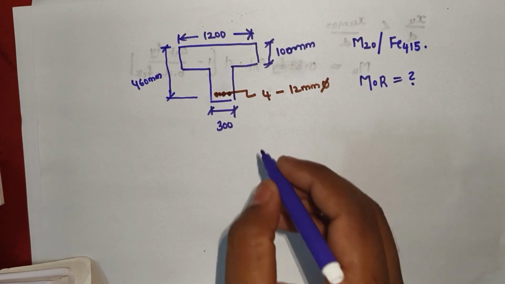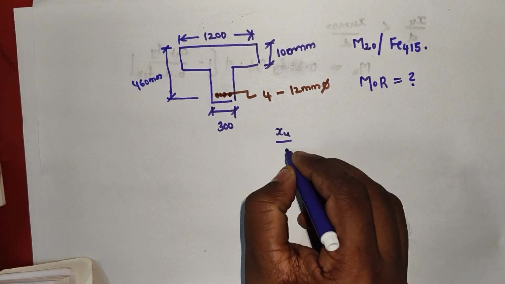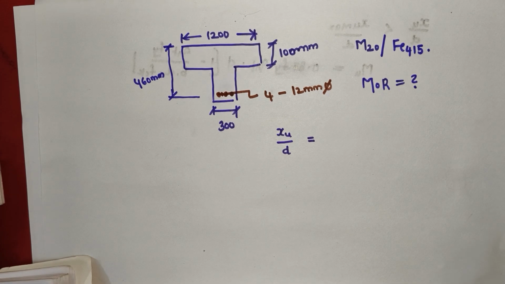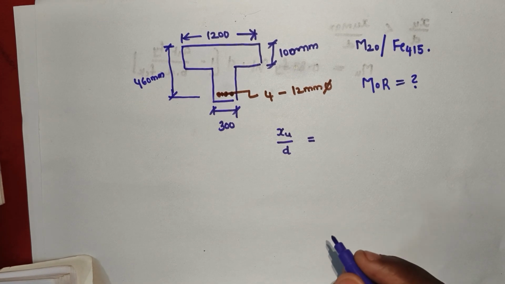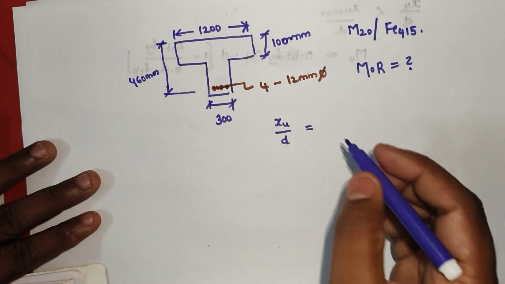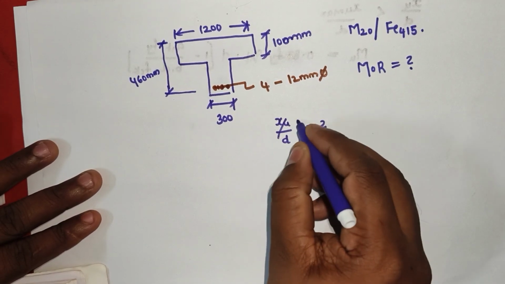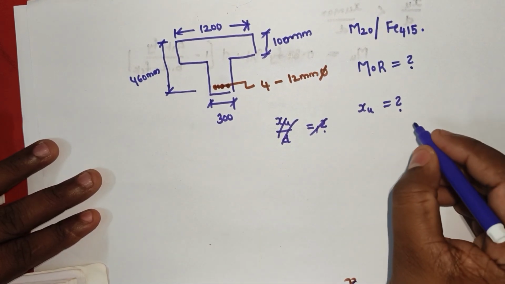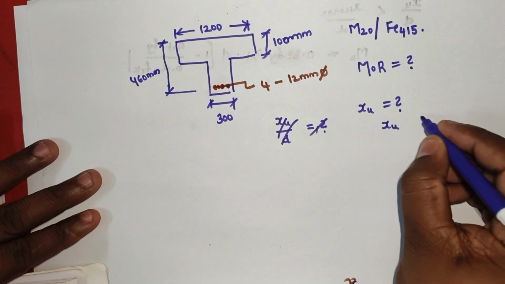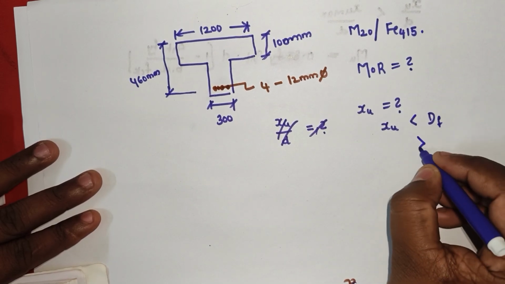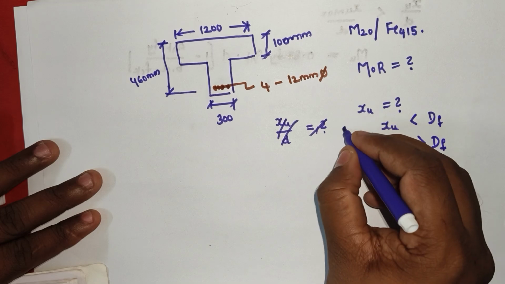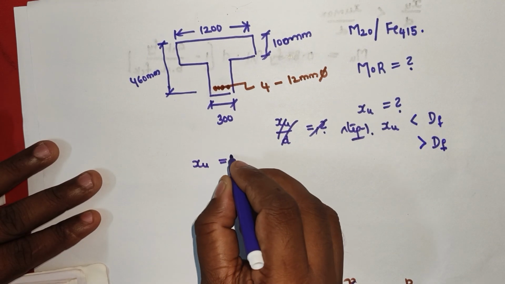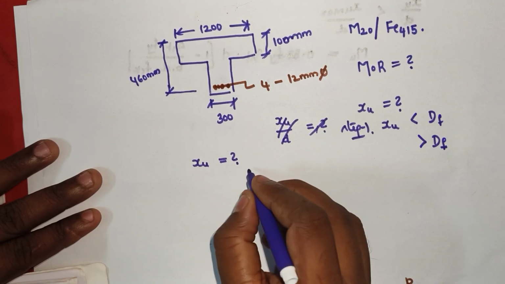First, what we need to determine? Not the xu by d value. First, we will determine the xu value, the depth of neutral axis. We need to check whether this xu value is less than Df or greater than Df. How can we determine the depth of neutral axis?